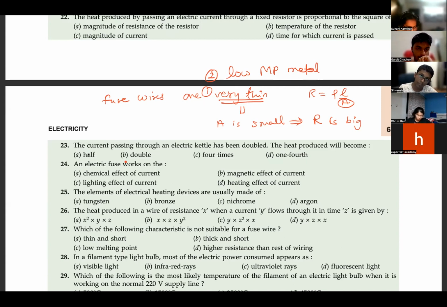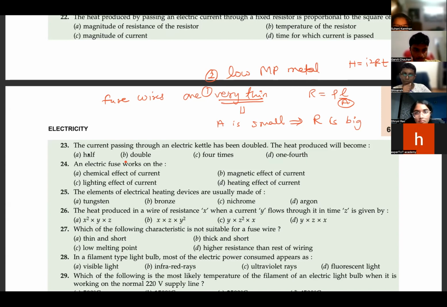Now, if the R is big, what happens? H is equal to I square R T. So the heat which is produced is more, because R is big, so H is also big. Large heat is produced. So if large heat is produced, and the melting point is low, it will melt easily. So the fuse wire is connected before the device in the wire. If a current larger than the permissible value passes, it just melts the fuse wire. It does not have a chance to go through the device.